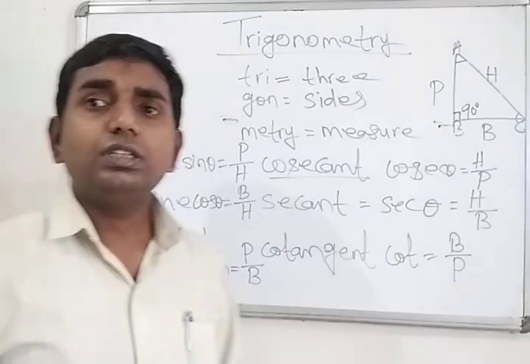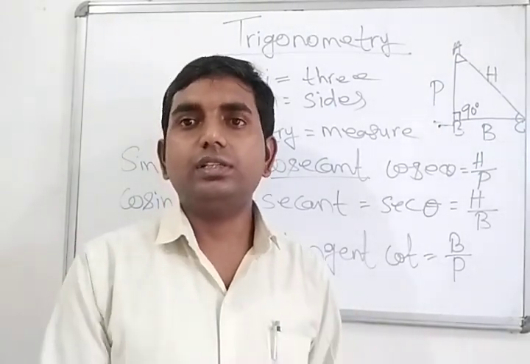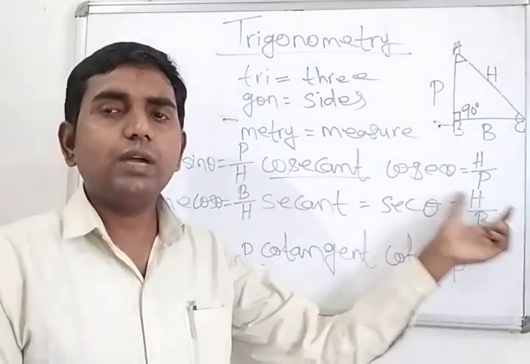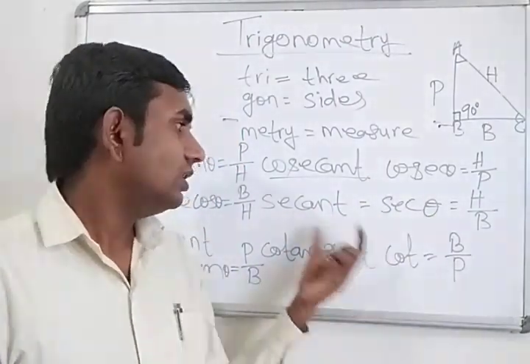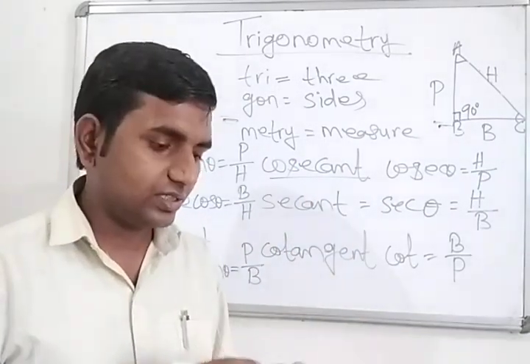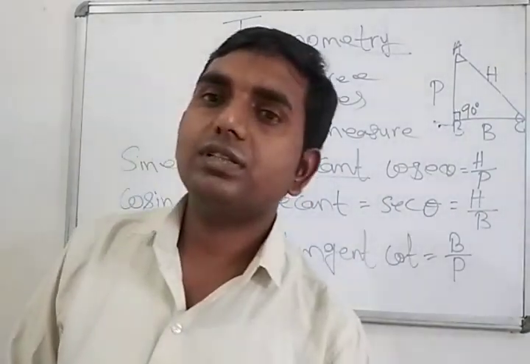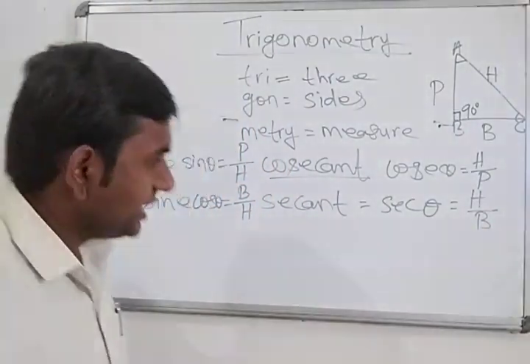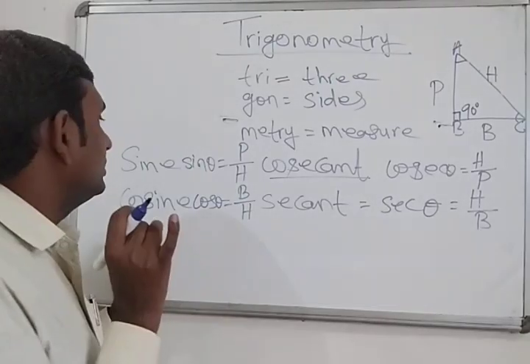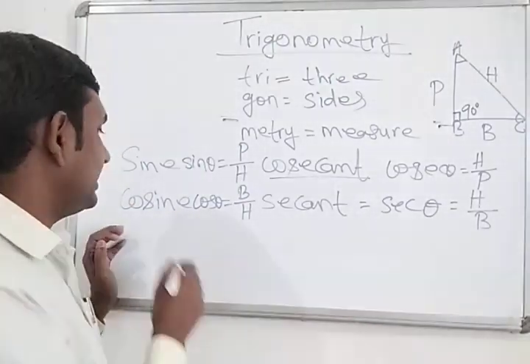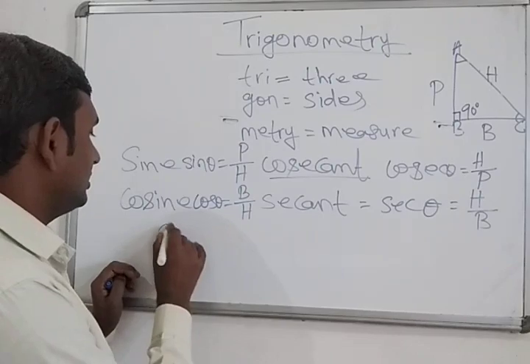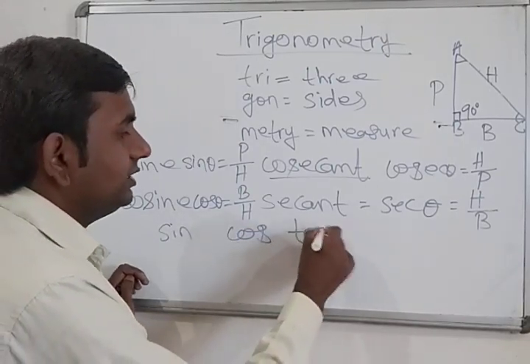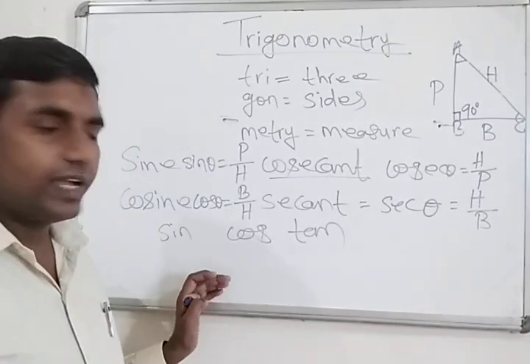Here is a method for how we learn it. We can learn by applying different processes. One process is the regular one, if you want to find the ratios of sine, cos and tan theta.